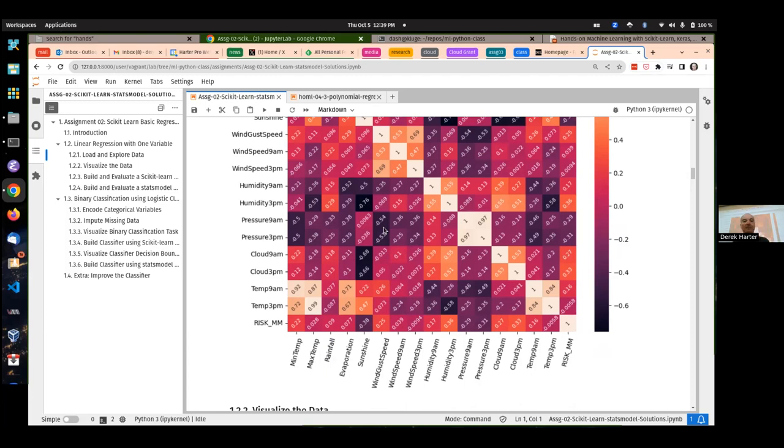But here, if you look at these, most of the time they should make some sense to you. For example, you would expect high humidity, and I'm not really a weather person, but higher humidity probably means it's cloudier, more likely to rain, which probably has a negative correlation with sunshine, most of the time. So that's why you get one of the bigger negative correlations there. Anyway, we'll come back to the risk MM.